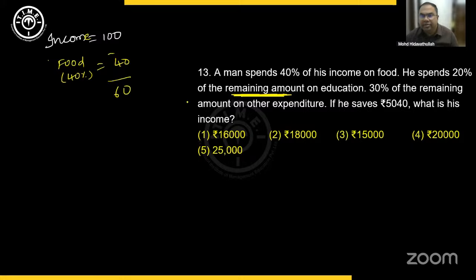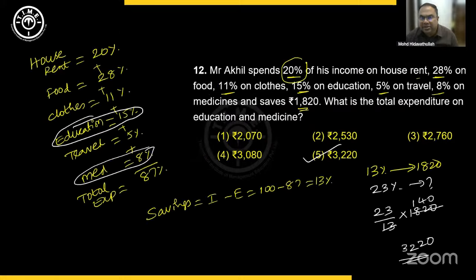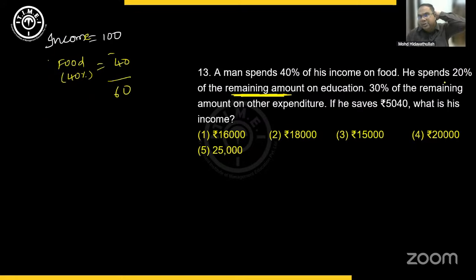See, here what happened? He's spending 20% on house rent, 28% on food, 11% on clothes, everything from the total only. That is why we are adding. Here it is not like that. He's not spending 20% of 100. He's spending 20% of the remaining amount on education. So 20% means 10% is 6, 20% is 12, 48.